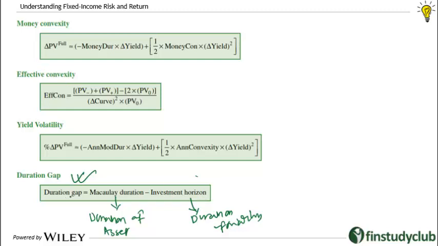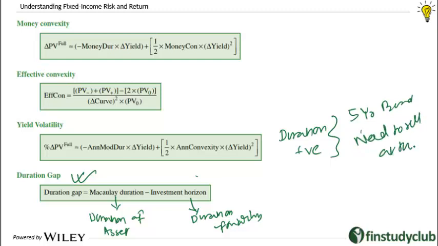So think of it, guys, if my duration gap is positive, that means the duration of the asset is more than the duration of the liability. We can think of a scenario where you bought a 5-year bond, but you need to sell it at the end of, let's say, 4 years, because your investment horizon is 4 years. Then what is the risk you are exposed to? Price risk, because I need to sell it at the end of year 4, with 1 year still left for the bond. I don't know the price at which I would be able to sell it. So you are exposed to price risk.